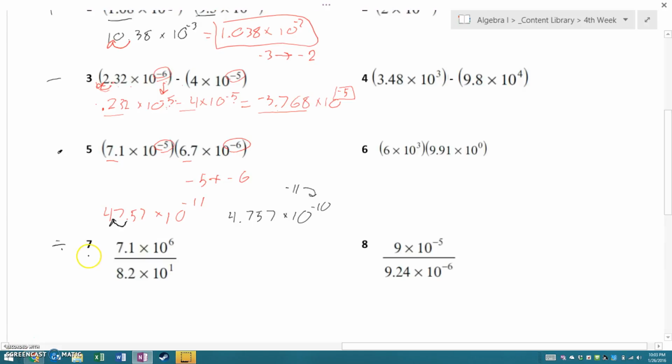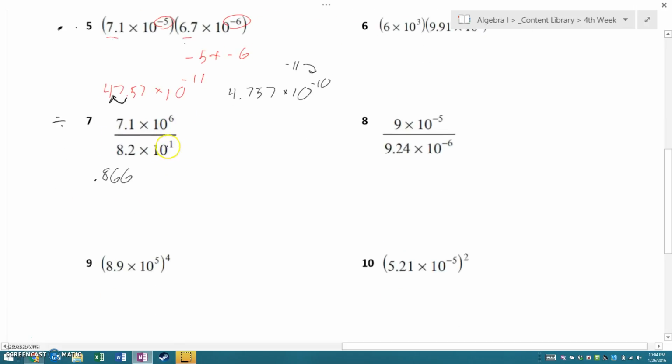And so now down here on 7, similar to multiplication, the numbers just are multiplying up. Here I'm just going to take 7.1 and divide that by 8.2, and that should be 0.866 whenever you round it.